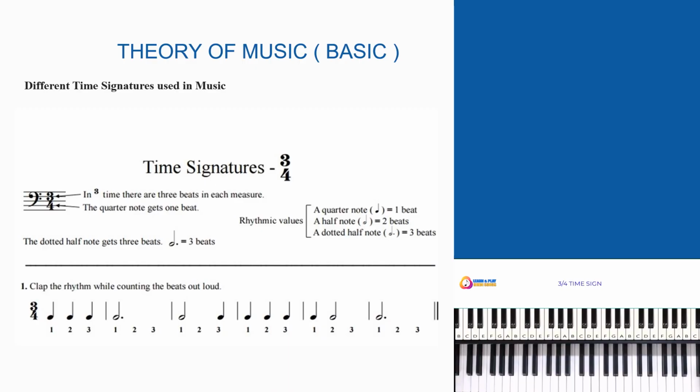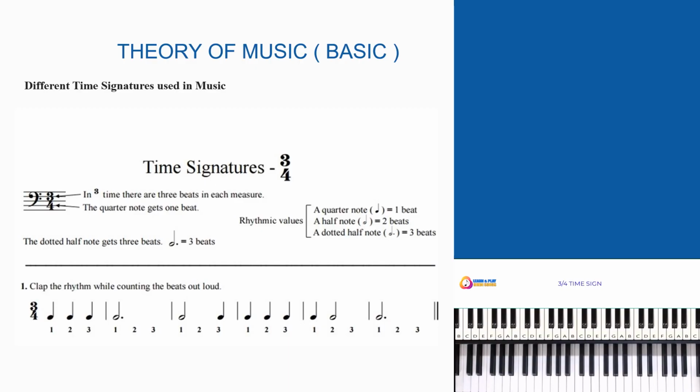As you see in the picture, the 3 means that there are 3 beats in a measure or bar, and the 4 at the bottom stands for the quarter note. That means each beat gets only the value of a crotchet beat, that is 1 beat. So in the examples at the bottom, you can clap the rhythm to understand, or you can play.